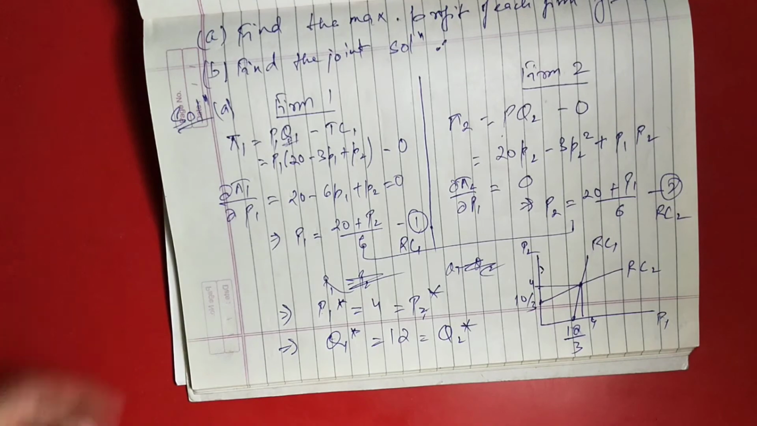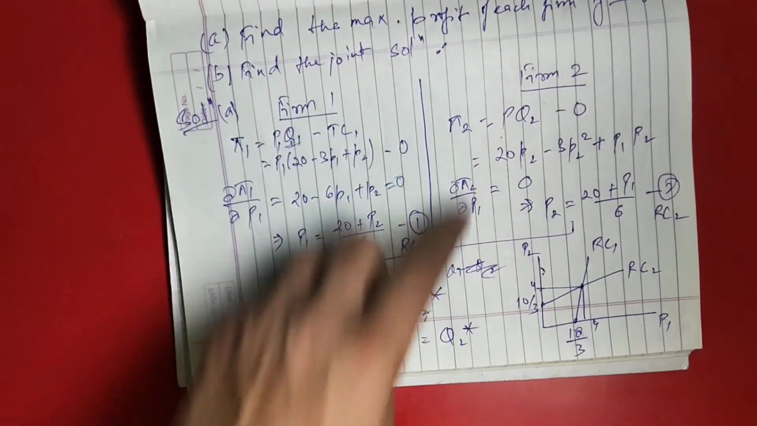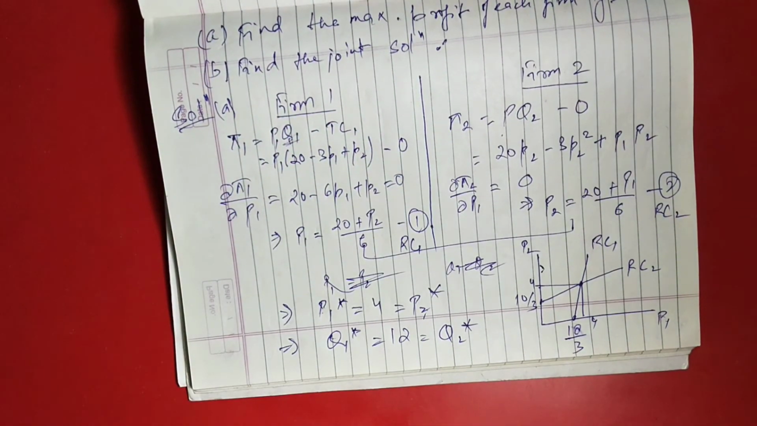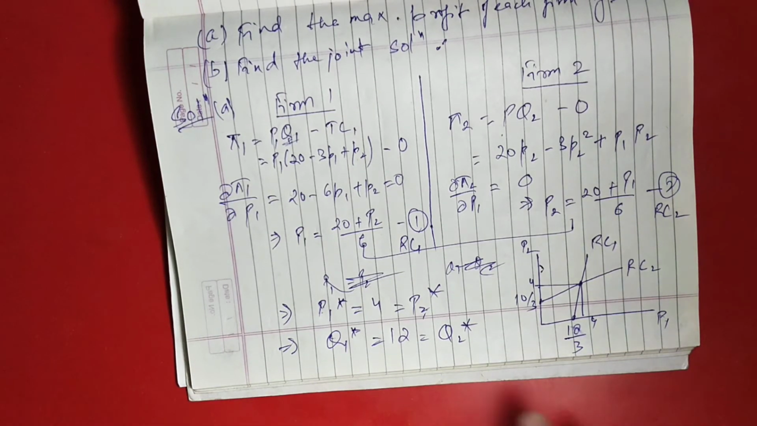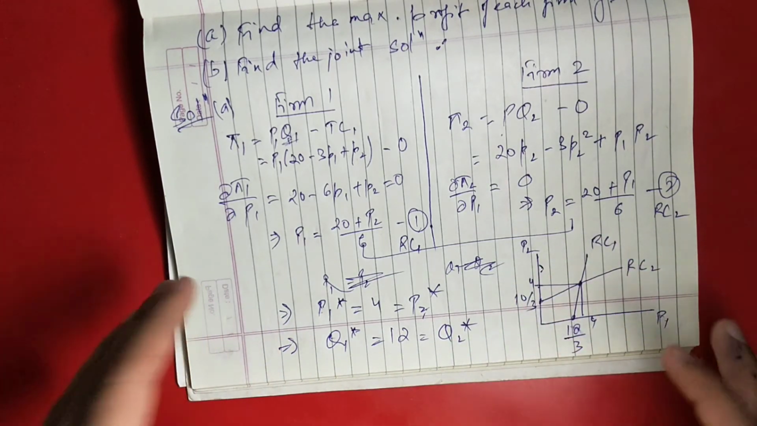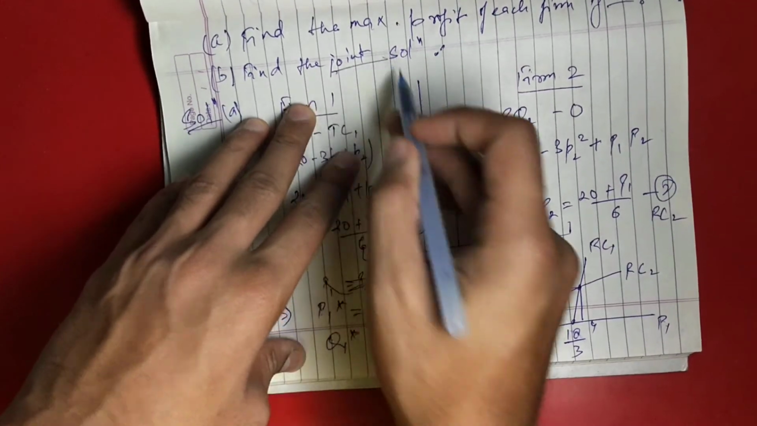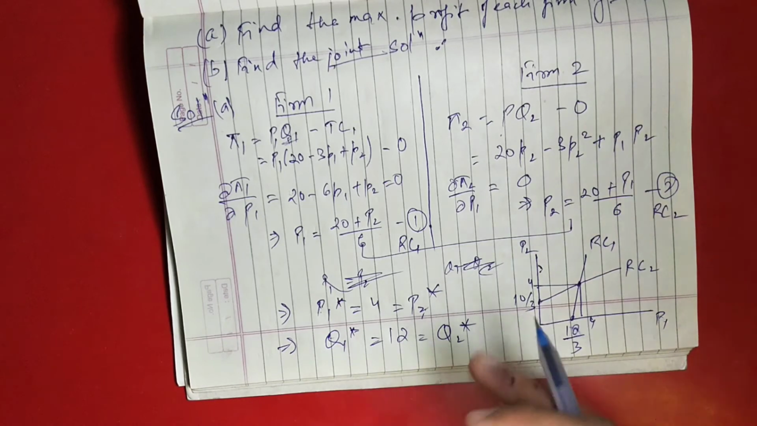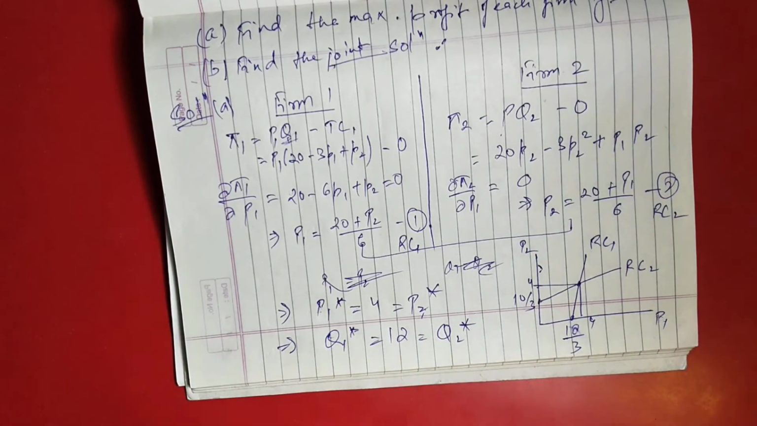Now we have to solve part B, that is, find the joint solution. That means they are now just one; you can treat them as one firm. That means there is only one firm producing in the market. Joint means that Q is equal to Q1 plus Q2. Now they both are combined, and you can treat them like a monopoly.